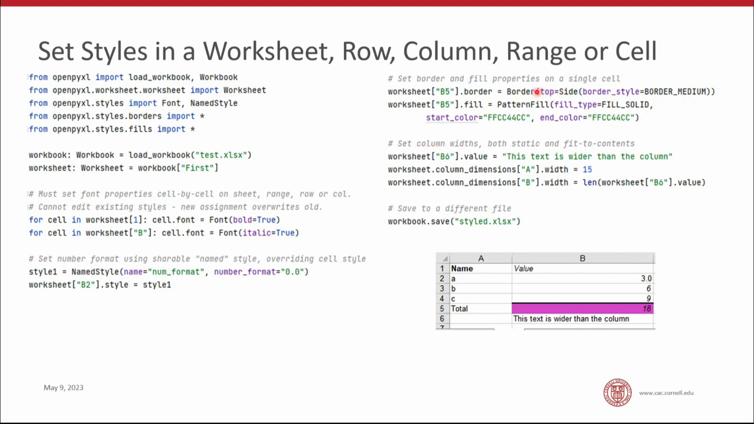I was able to create a border and assign it to the cell B5's border, and the same with the fill pattern. It's a little wordy here. I mean, it's set up to let you do a color ramp, I guess it is. You could have different patterns. I just wanted a solid background color. I could do it. So that looks pretty much the same as before.